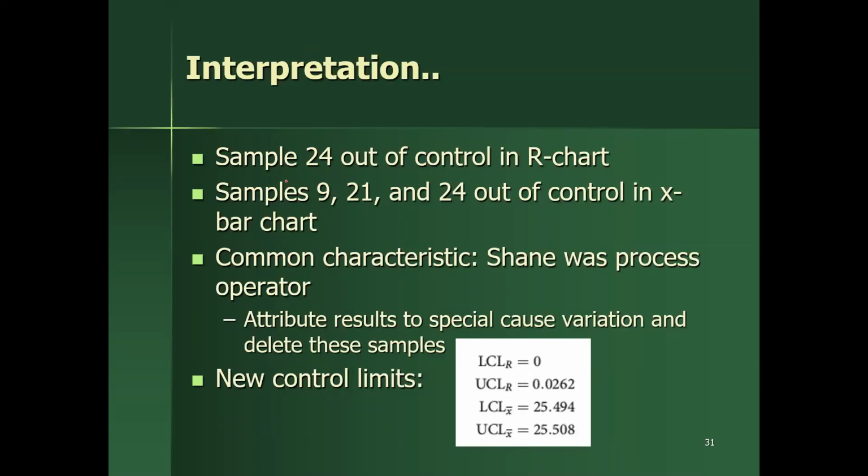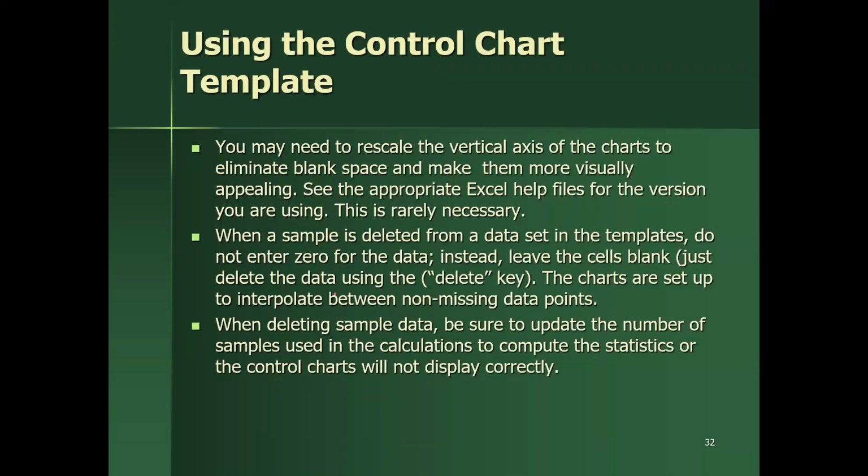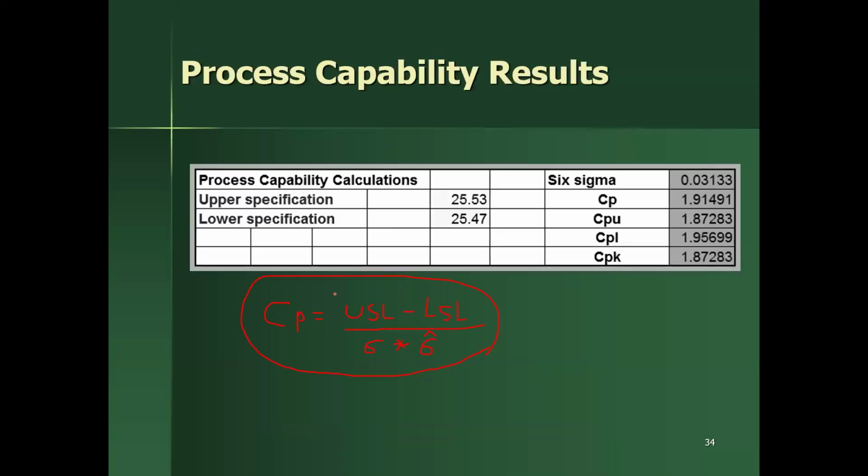So for this case, you decide which sample is out of control. For example, from the R chart, samples 9 and 24 are out of control. It's just common characteristics, like a change in process or operator. So you decide who is responsible for this out of control.